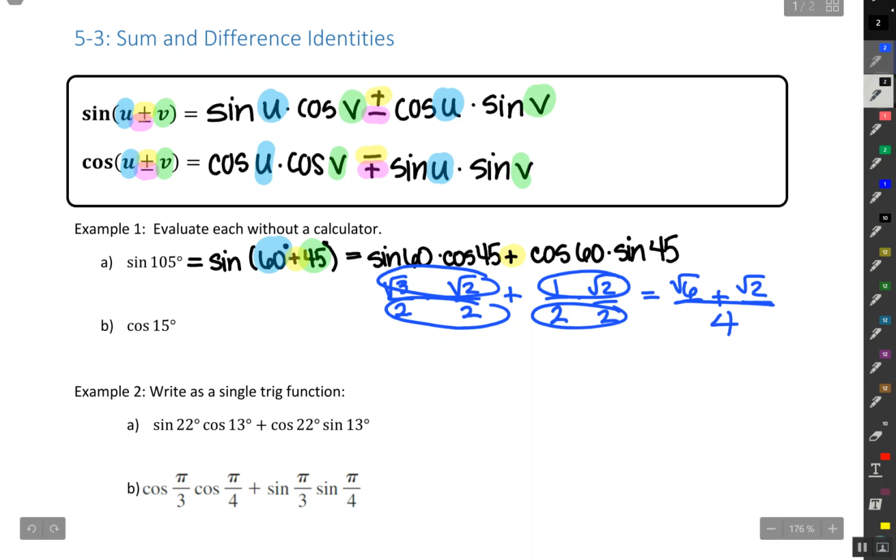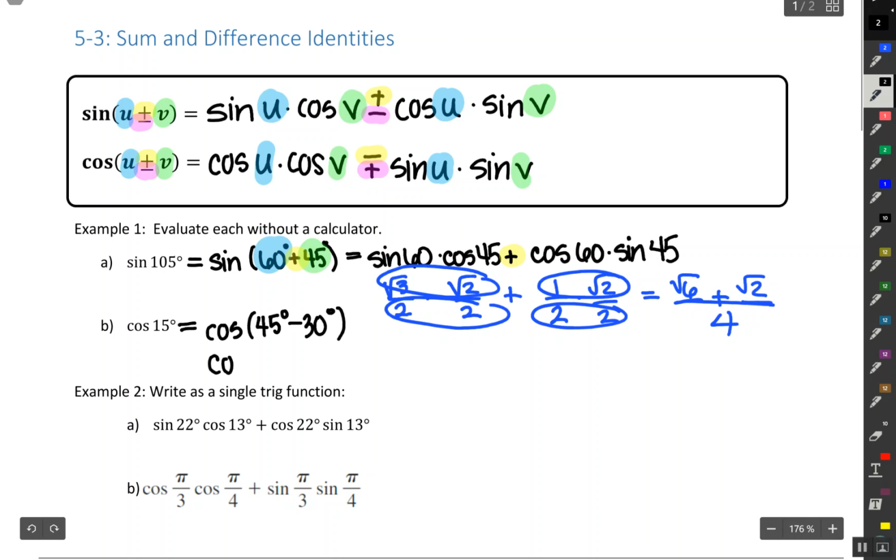Let's try the cosine of 15. Can you think of a way that we can write 15 using things that we know, like 30, 60, 45? Not by addition, but perhaps by subtraction. There are actually two ways to do this one. You can think of this as the cosine of 45 degrees minus 30 degrees.